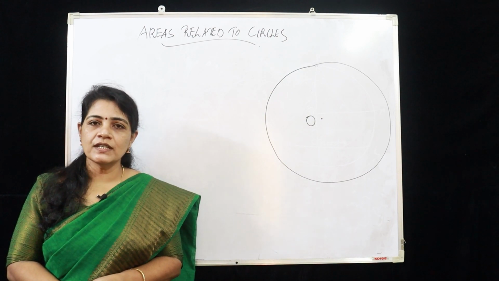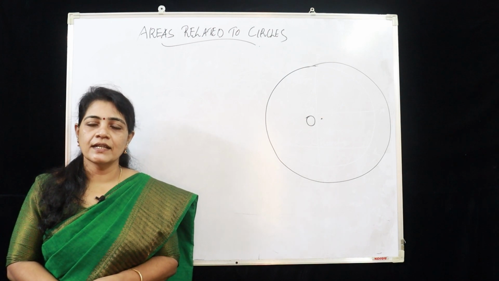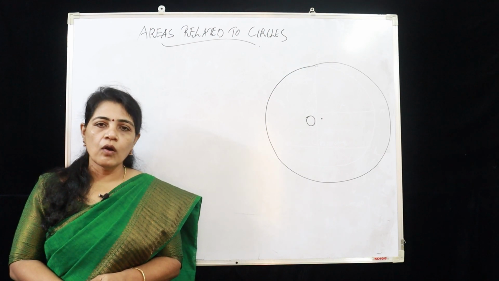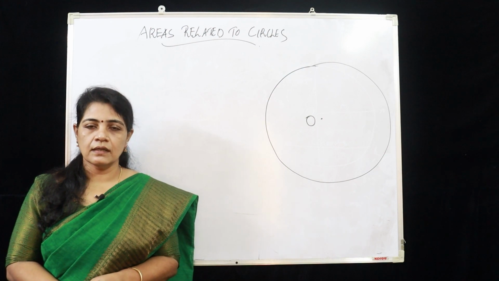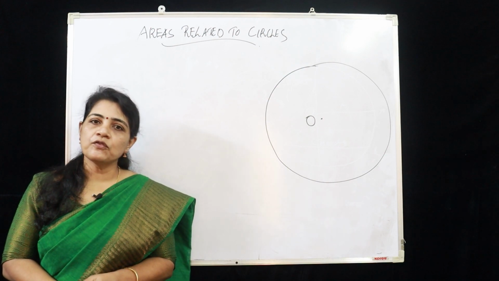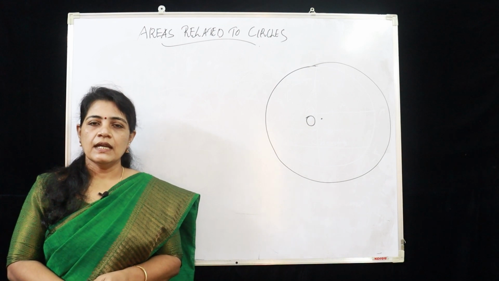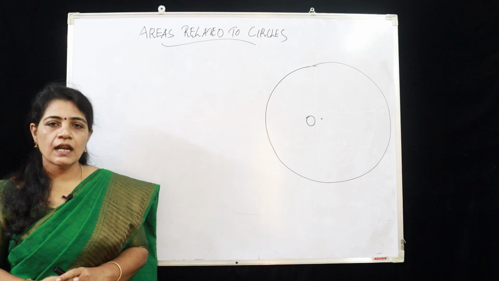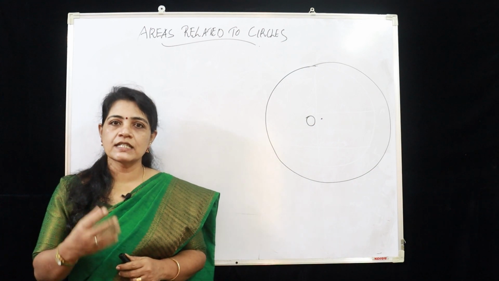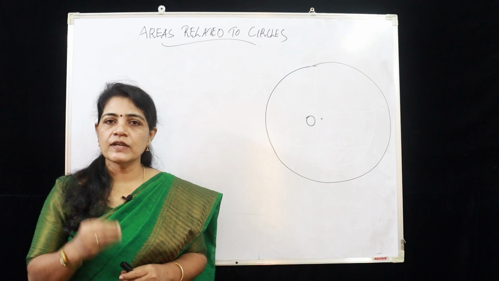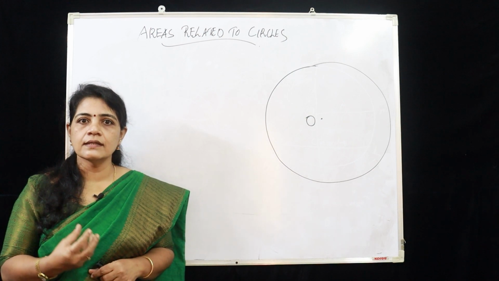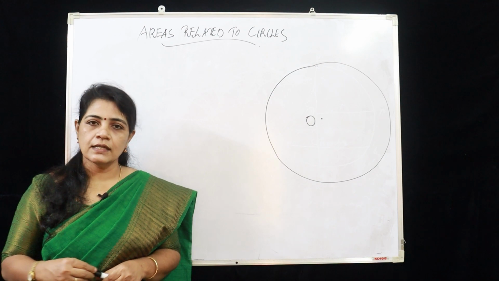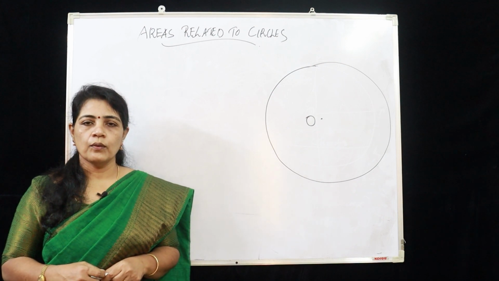Today, I am going to discuss with you areas related to circle. Let us start. We all are familiar with a circle. How can we define a circle? It is a collection of all points in a plane which are at a constant distance from a fixed point. And this fixed point is what we call the center of the circle. Usually, we represent the center by the letter O.